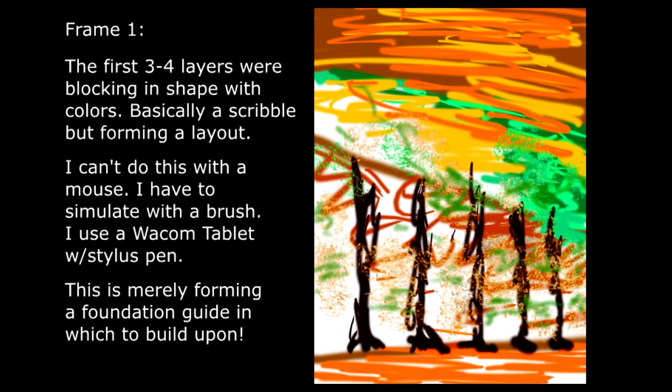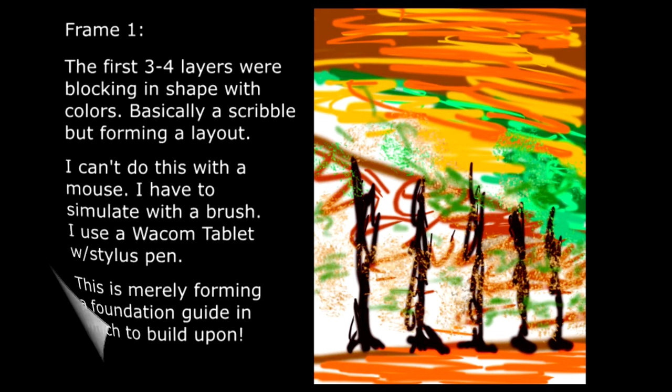The first 3 to 4 layers are blocking in shape with colors, basically a scribble but forming a layout. I can't do this with a mouse. I have to simulate with a brush. I use a Wacom tablet with stylus pen. This is merely forming a foundation guide in which to build upon.